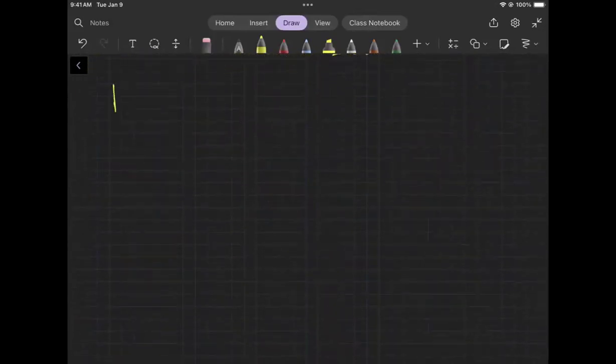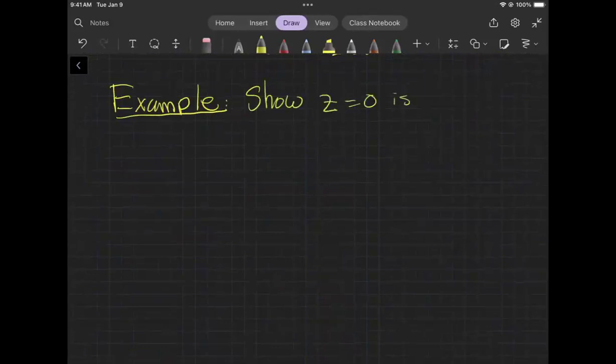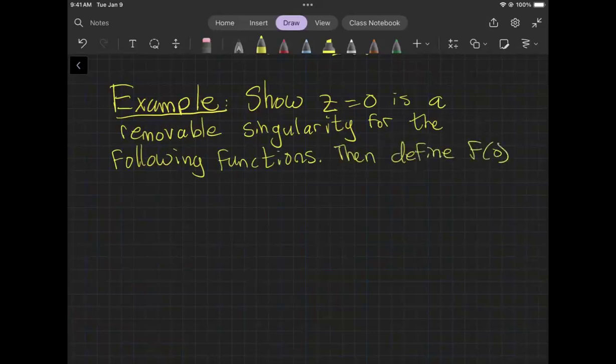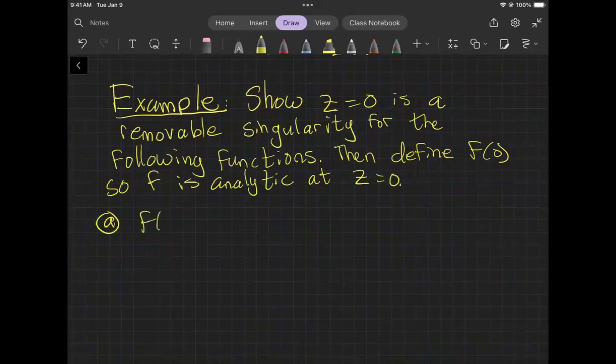Okay. So let's look at some examples here. Okay. So let's say in these two examples, we want to show that these functions f of z have a removable singularity at z equals 0, right?